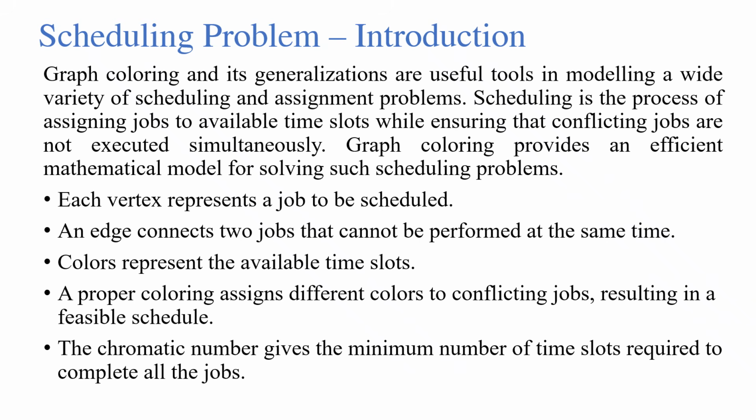So here vertex represents job to be scheduled, color represents available time slots, chromatic number gives the minimum number of time slots required to complete all the jobs. There are two types of coloring. One is vertex coloring, the other one is edge coloring. Vertex coloring is applied when the objects are assigned to the time slots. The vertex represents the item to be assigned or scheduled. In edge coloring, the edge represents the activities to be scheduled.